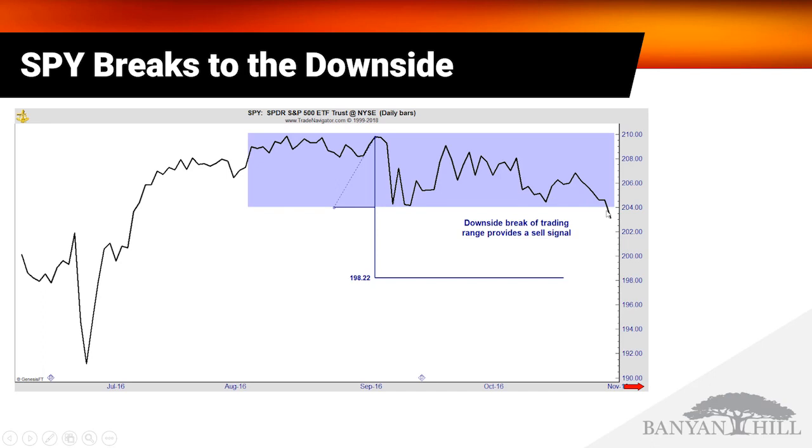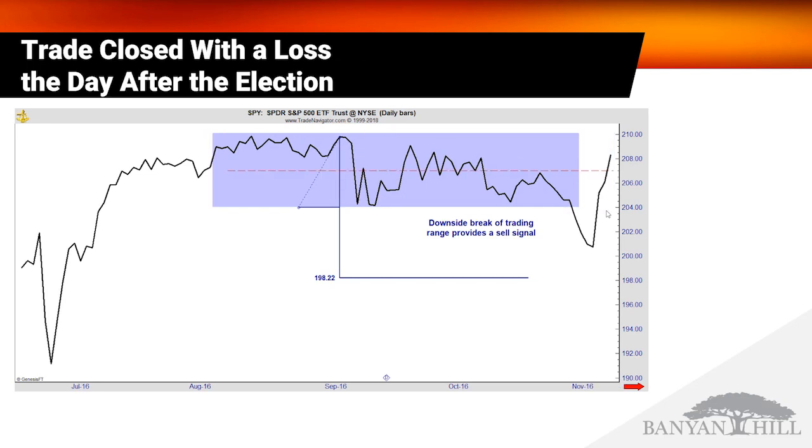We could enter a downside trade with put options. We can sell short, but that's a very risky strategy, and put options limit risk. Now, our stop would be the midpoint of the trading range. So we measure the trading range, put our stop at the midpoint. Right after the election, stocks rally sharply, pushes right through our stop level. We're out of that position with a loss.